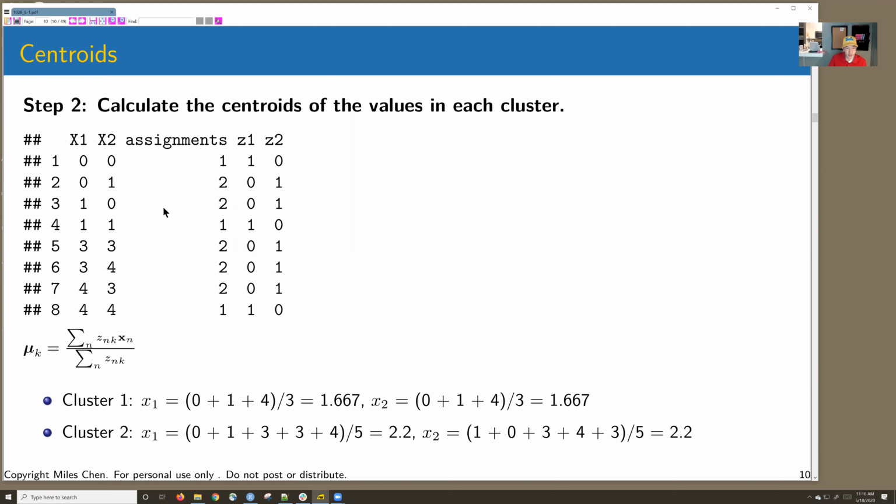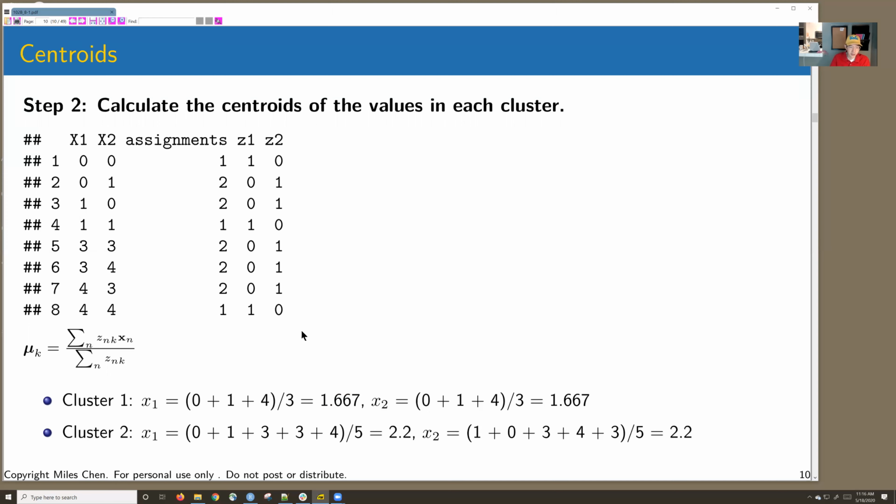So if I do this, 0 times 1 is 0. And then I just look for all the Z's that have 1s. I get 1 times 1 is 1, and 4 times 1 is 4. So I get 0 plus 1 plus 4 divided by the sum of Z's, which is 3. And the mean for X1 is 1.667. I do the same thing for X2, and it's also coincidentally 0, 1, and 4 divided by 3, 1.667.